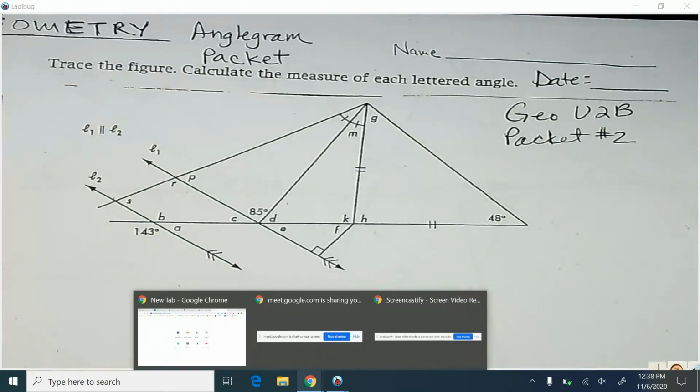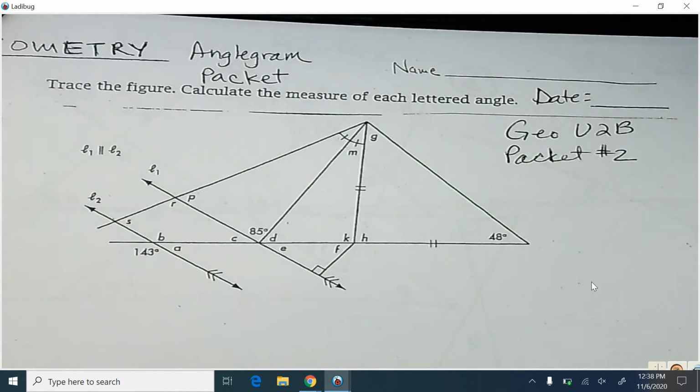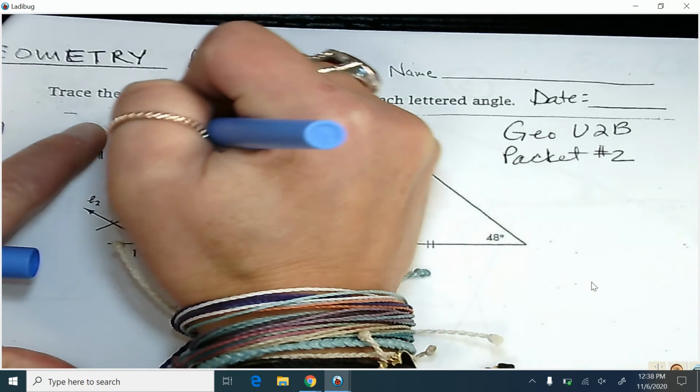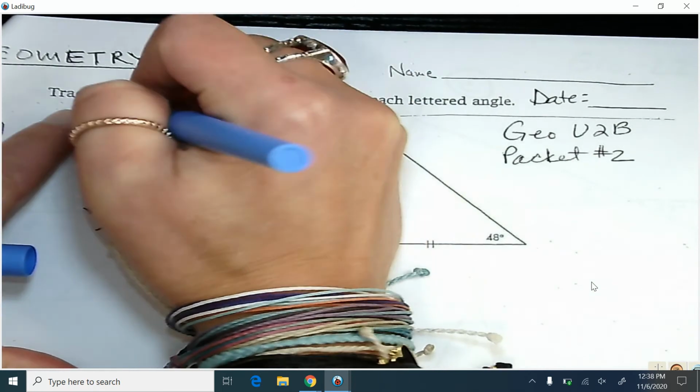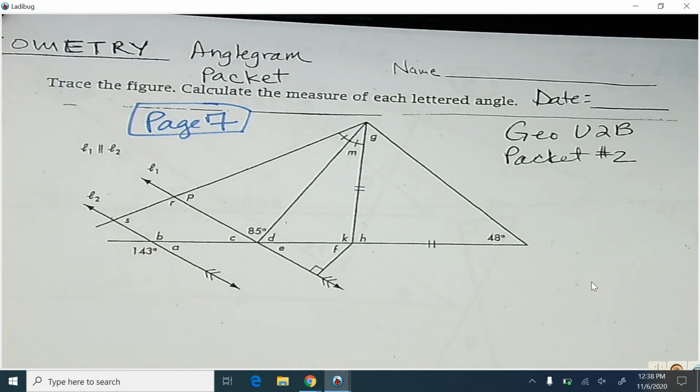All right, so today I'm going to show you how to find all the different angles in something called an anglegram. So these are anglegrams. I'm on page 7 of your packet. And however you feel about jigsaw puzzles is how you're going to feel about anglegrams. They're generally like puzzles, and you kind of have to figure out what's the best way to go about them. There's more than one way to do these a lot of the time. And as long as you follow a good path, you can get to the right answer different ways.